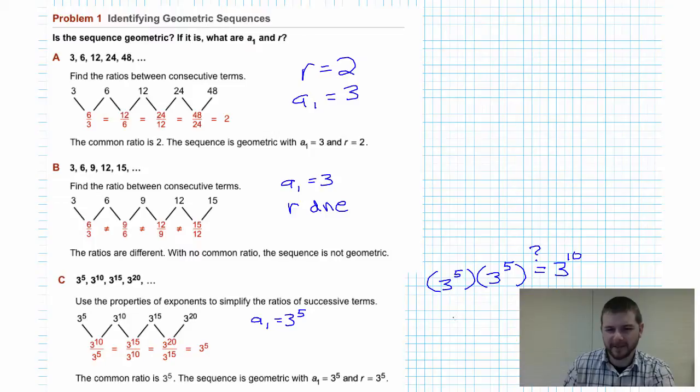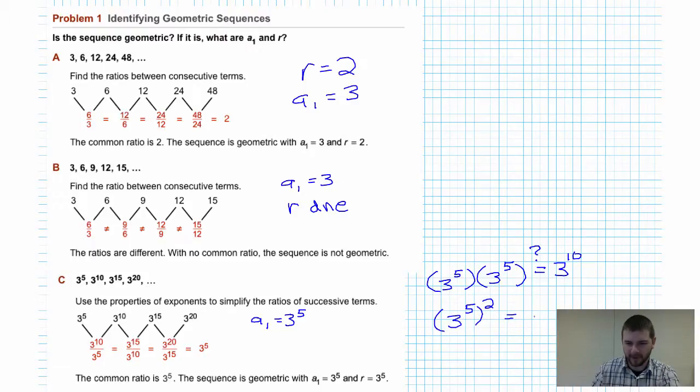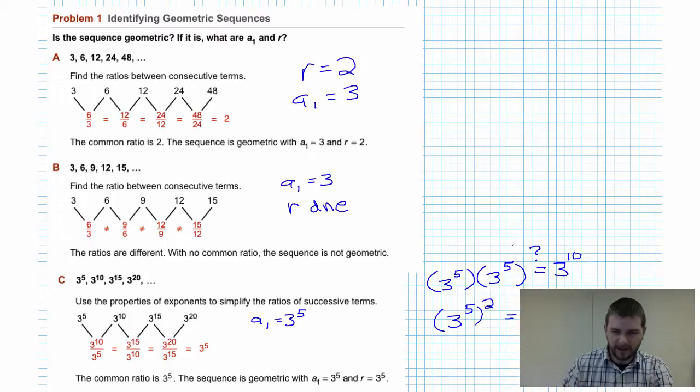And that makes sense because of this other property, 3 to the 5th squared. If you recall a power to a power, well, that's when we multiply. So we'd multiply the exponents 5 and 2 to get 3 to the 10th power. So that makes good sense. But if this is the case, and this is a geometric sequence, then 3 to the 5th power is not only our first term, our a sub 1 value, but it's also our R value, our common ratio, that thing that we must multiply by each time to get the next term.